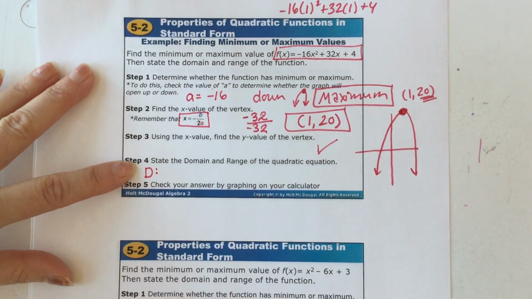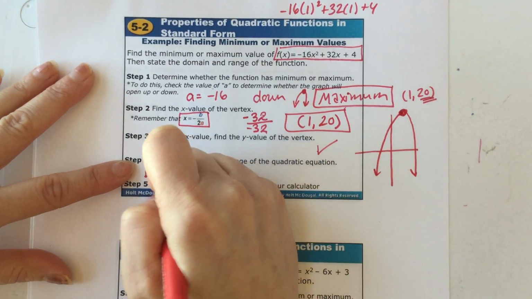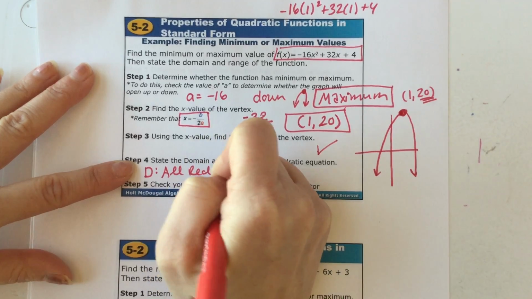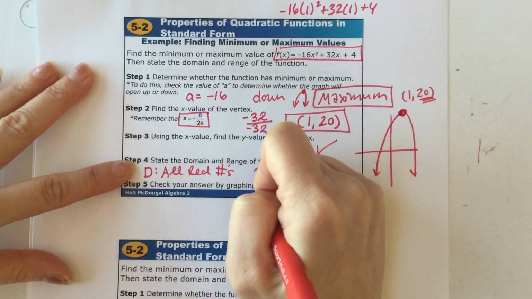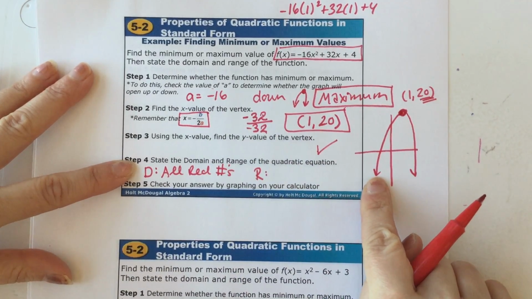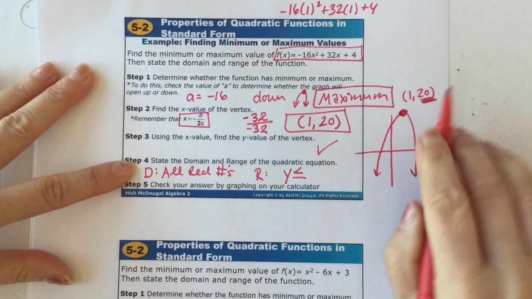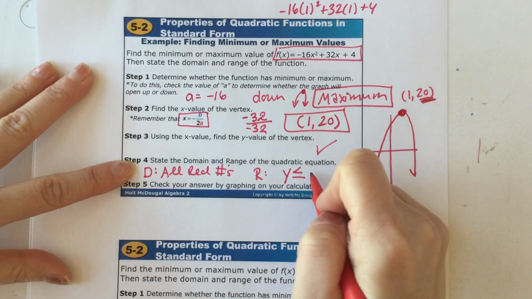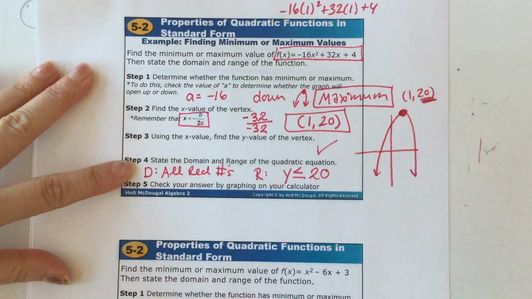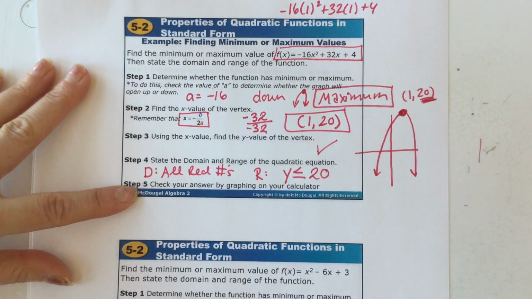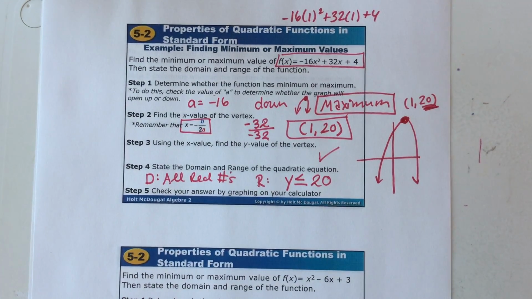State the domain. The domain of every single quadratic is the same. It is all real numbers. The range: the parabola is opening downwards, so its y is less than or equal to the y value from the vertex. Then it says that we can go ahead and check our answer by graphing on the graphing calculator.